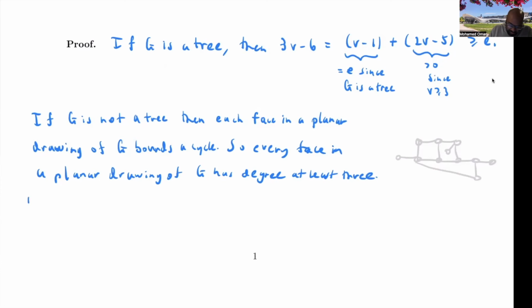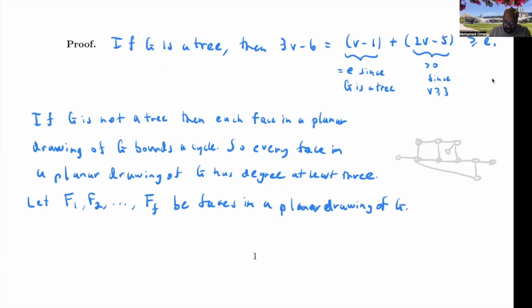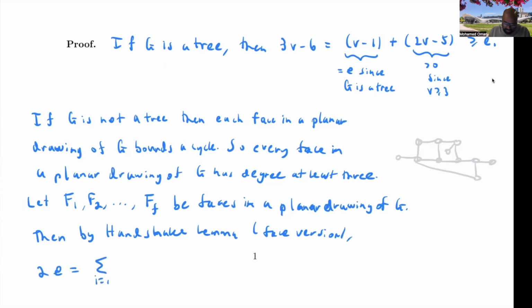Okay, so let's label the faces. We'll say let F1, F2, up to F sub little f, there's little f many of these faces, be faces in a planar drawing of G. Then, by the handshake lemma, the face version, we get an equality. Twice E is the sum of the degrees of the faces.